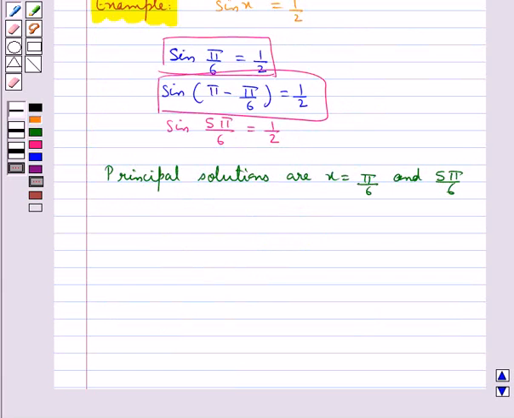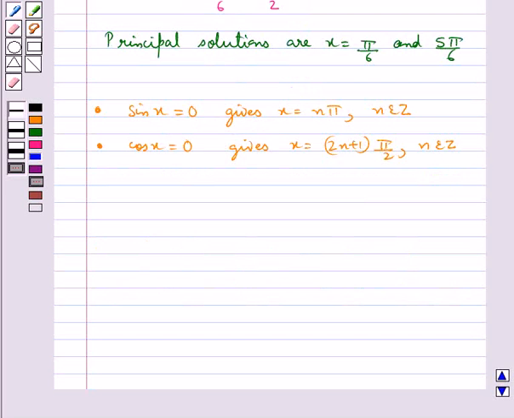Next, we will try to find the general solution of trigonometric equations. We already know that sine x equal to 0 gives x equal to n pi, where n belongs to Z. Then cos x equal to 0 gives x equal to (2n plus 1) pi by 2, where n belongs to Z. Now we have following very important results, which says for any real numbers x and y, sine x equal to sine y implies that x is equal to n pi plus minus 1 to the power n y, where this n belongs to Z.